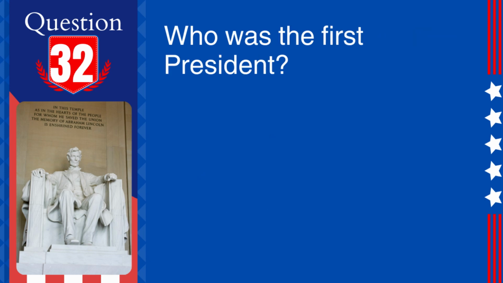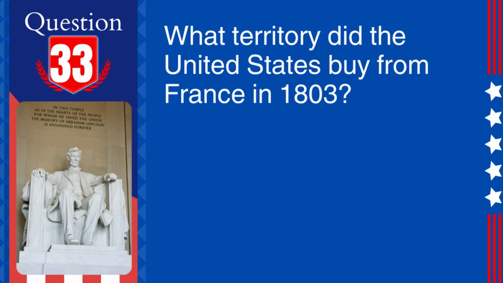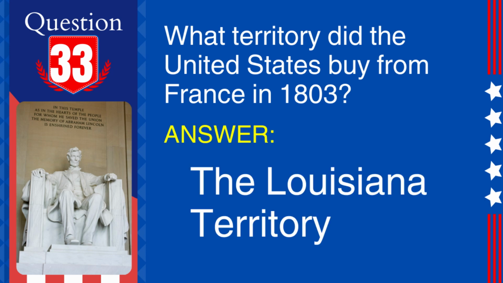32. Question. Who was the first president? Answer. George Washington. Explanation. George Washington was the first president of the United States, serving from 1789 to 1797. 33. Question. What territory did the United States buy from France in 1803? Answer. The Louisiana Territory. Explanation. The Louisiana Purchase was a significant land acquisition where the U.S. bought approximately 827,000 square miles of land from France.